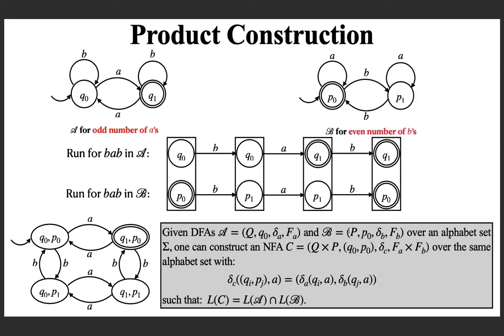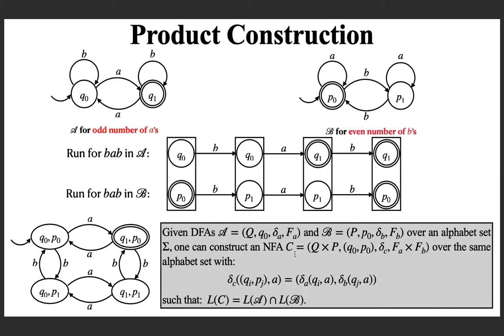Given DFAs A and B, what is A? Q is the set of states, small q0 is the initial state of A, small delta A is the transition function in A, capital F sub A is the final states in A. In this example, only one state, but in general there could be many. And B, where capital P is the set of states, small p0 is the start state, delta B represents the transition function in the automaton B, and capital F sub B represents the final states in B. Over the same alphabet sigma, here A B in both the cases.